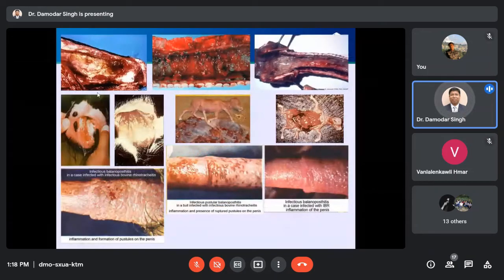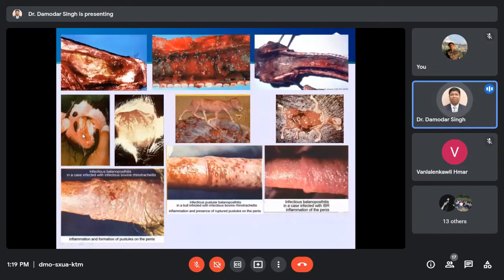Then these are some more pictures of the nasal cavity showing necrotic lesion, congestion, and some fill with this exudation, fibrinopurulent exudation, severe hemorrhagic lesions, and the necrotic changes in the larynx and trachea. Okay, then in case of the genital form.